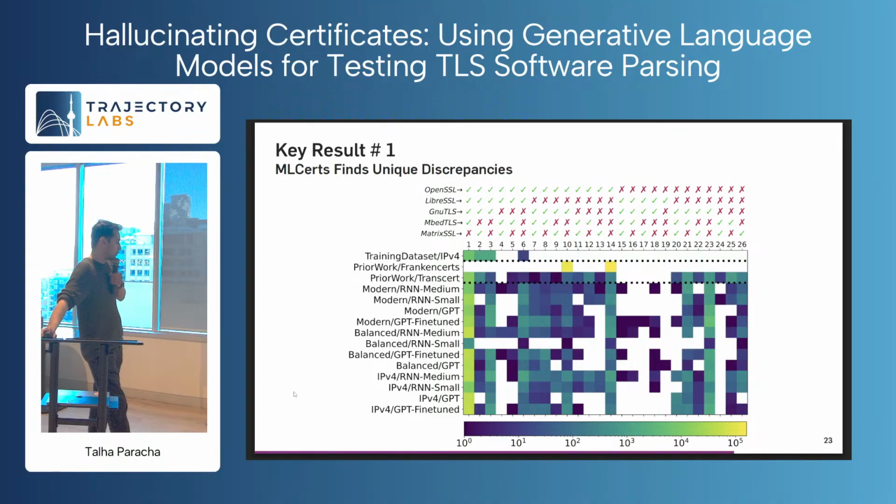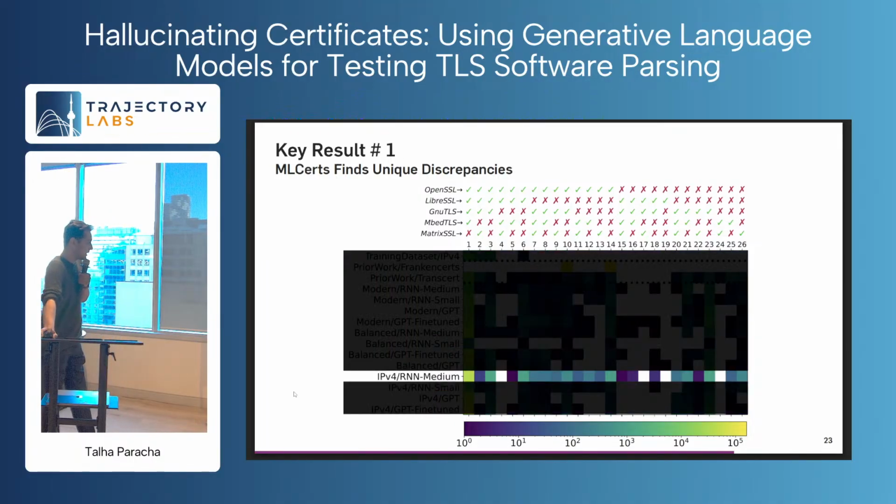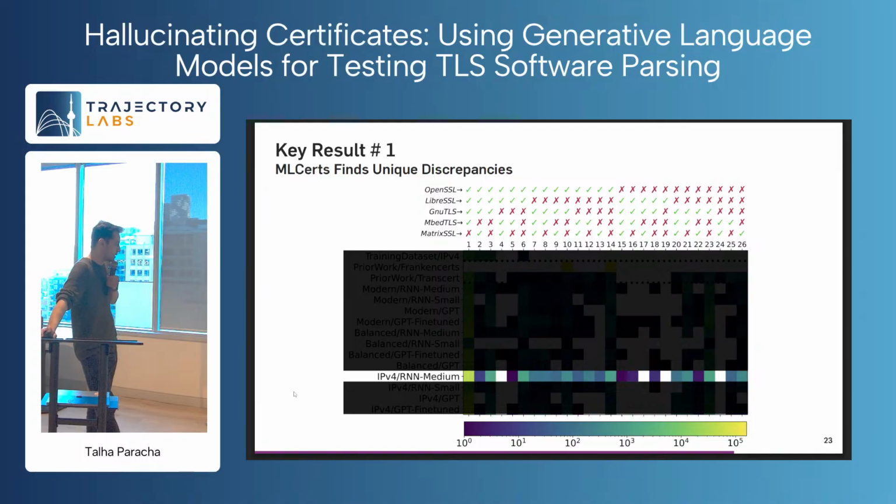One last remark I would make is that although there's not a clear winner in our results in terms of which model performs the best, what is revealing is that some of the smaller models, like this RNN medium, perform as well as or better than some of the GPTs. This indicates that maybe large models are not needed for this kind of software testing.